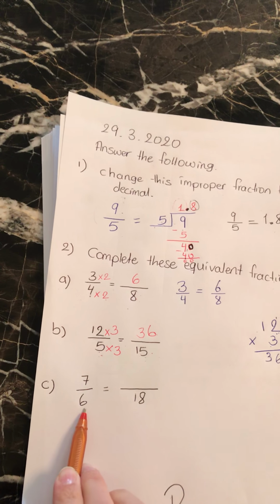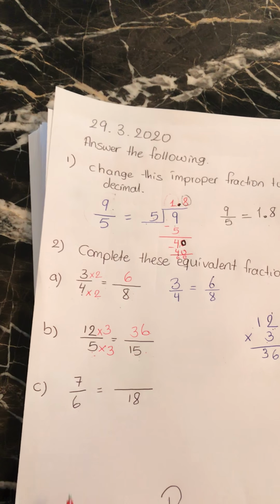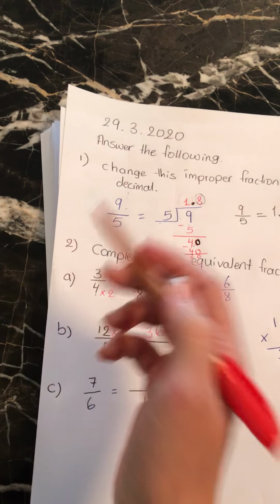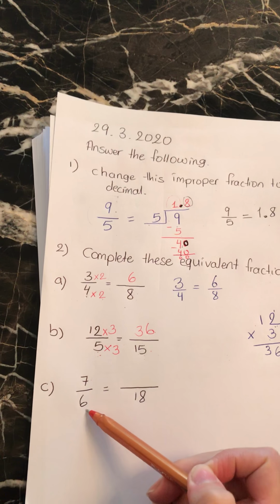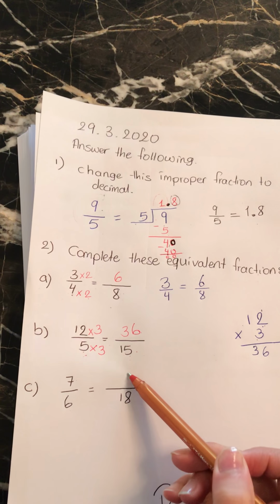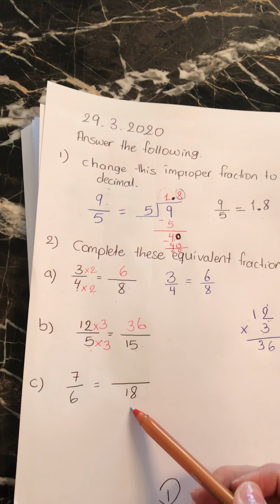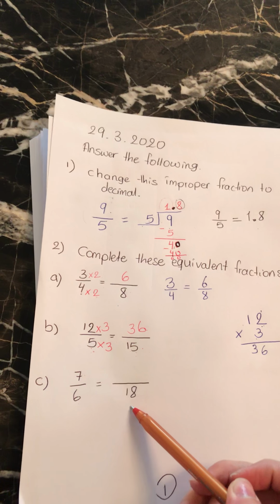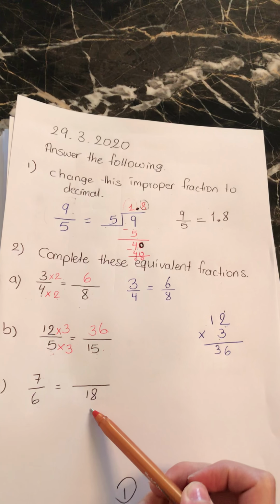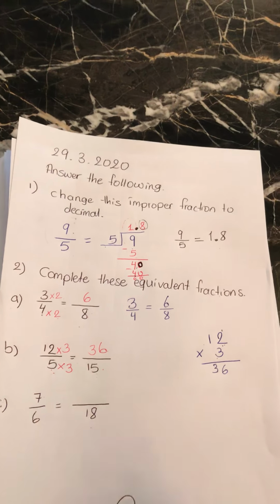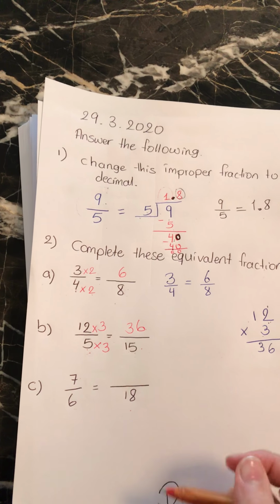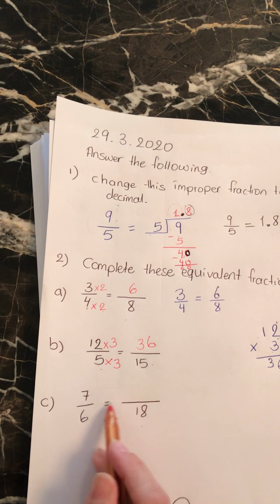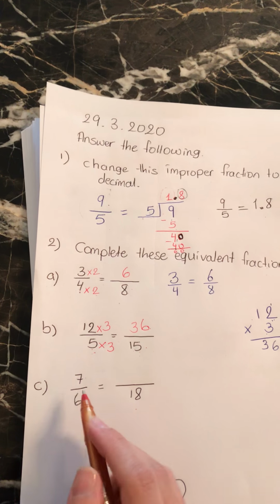Okay, the third part of the second question. I have 7 over 6 equal to a number over 18. Again, you can pause the video and try to solve it by yourself, or you can just listen to me to understand more. Again, I am looking at the denominator.